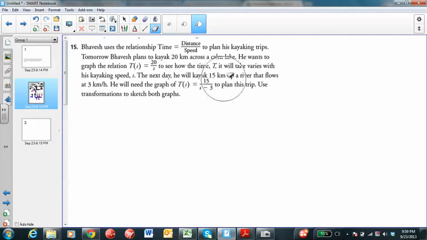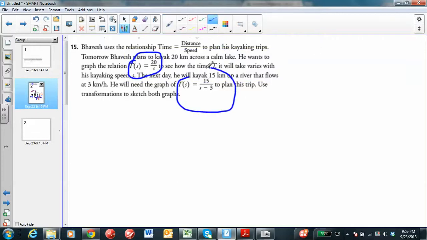Okay, so this is your question. Bhavesh uses the relationship time equals distance over speed to plan his kayaking trips. Use transformations to sketch both graphs. So which graphs are you going to sketch? You're going to sketch this graph and you're going to sketch this graph.